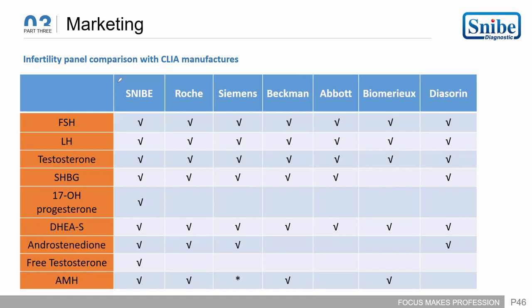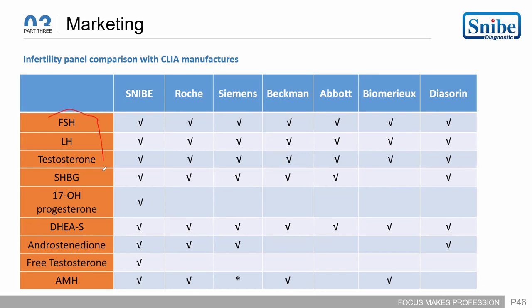So, we are number one in infertility markers, especially 17-hydroxyprogesterone and free testosterone. These are niche parameters which are not available with any other IVD automation providing companies. Only androstenedione is also available with very few companies, while the rest of the companies have a deficiency of these analytes.